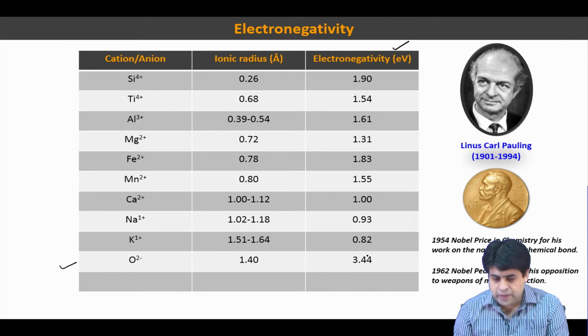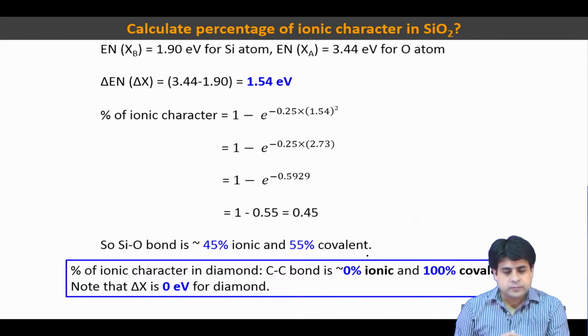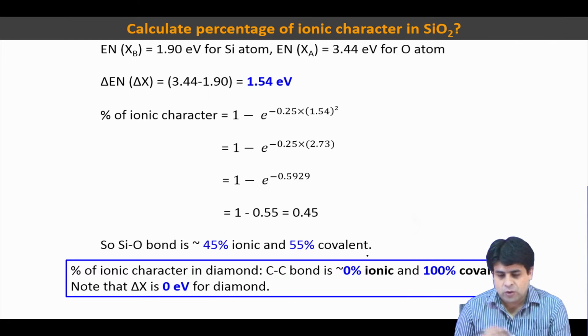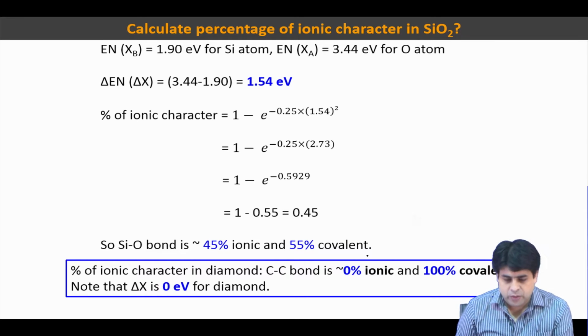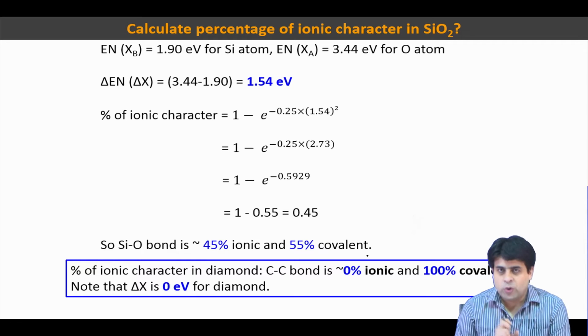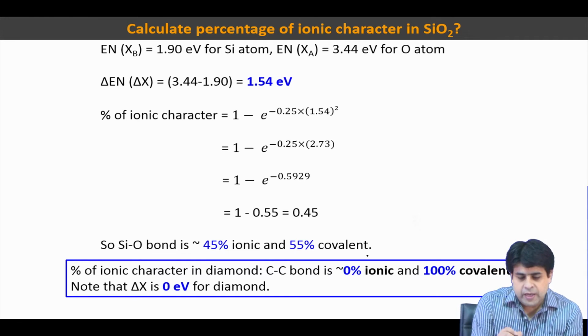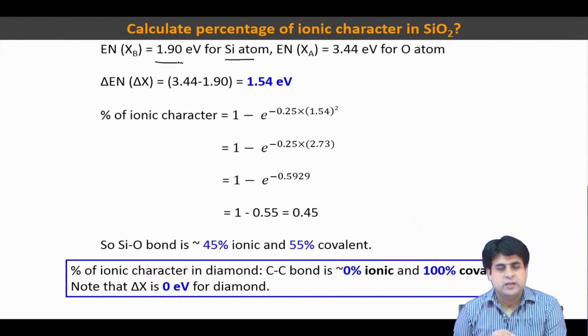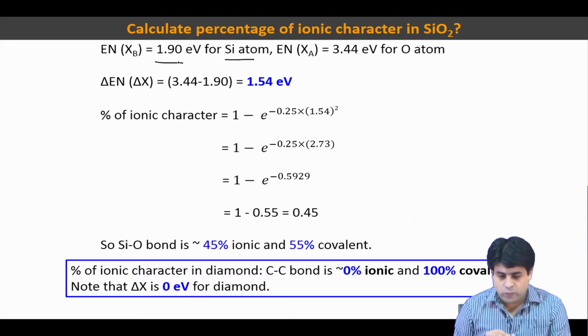So let's take a few examples, and first we will try to calculate the electronegativity difference of a few minerals which are abundant in the earth crust or in the mantle, or which are present in the earth interior. So let's start with SiO2. In SiO2 you have a silicon and oxygen bond. We know the electronegativity of the silicon atom: it is 1.90 electron volt.